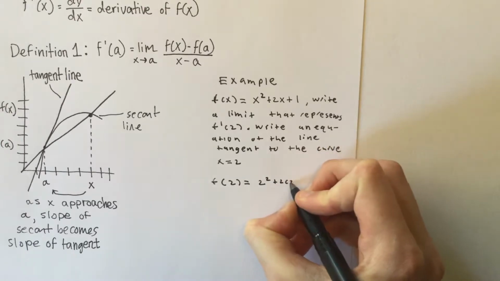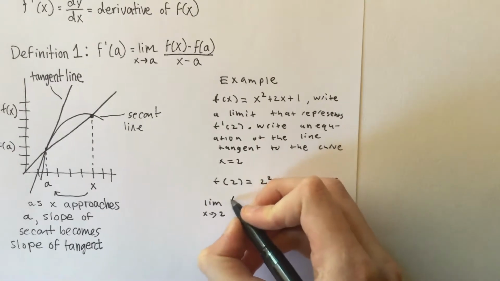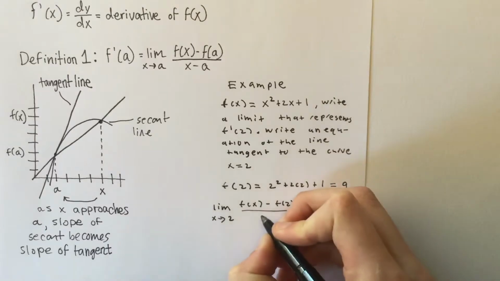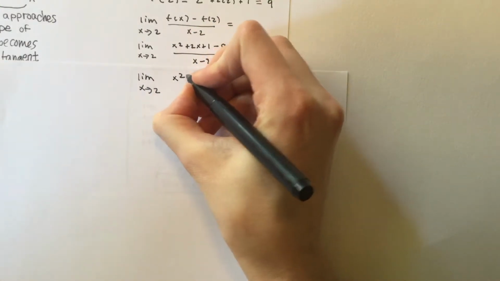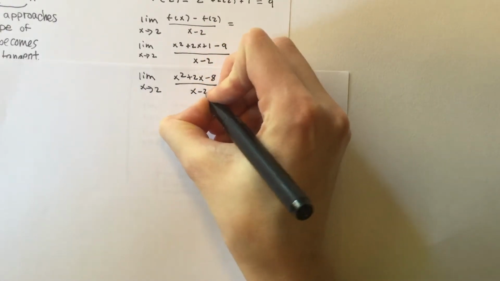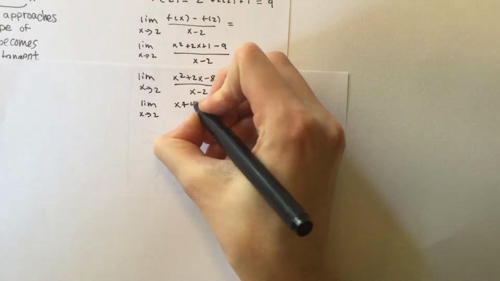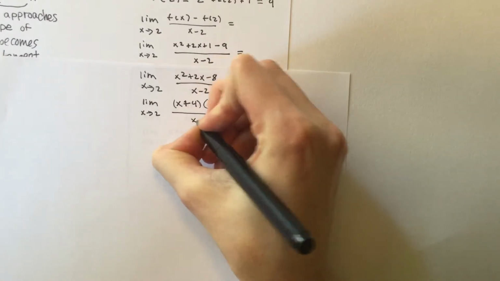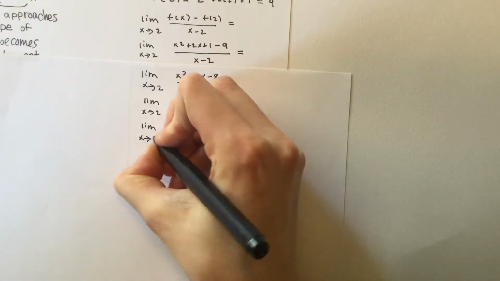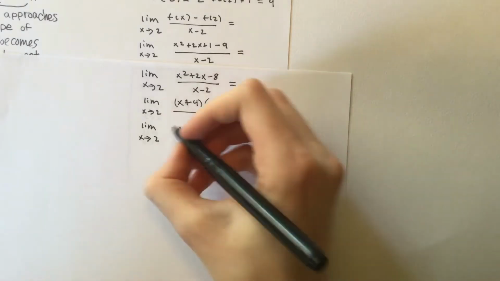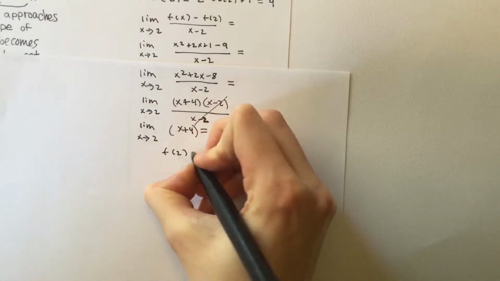Then use the limit equation in definition 1, and you have the limit as x approaches a of f of x minus f of 2 over x minus a. And this eventually simplifies down to x squared plus 2x minus 8 over x minus 2. To simplify this further, you can factor, so you get x plus 4, x minus 2 divided by x minus 2. You still keep the limit notation here, and x minus 2 cancels out because it's in the denominator and numerator. So you just get the limit as x approaches 2 of x plus 4. You plug in 2 for x, and the answer is 6.